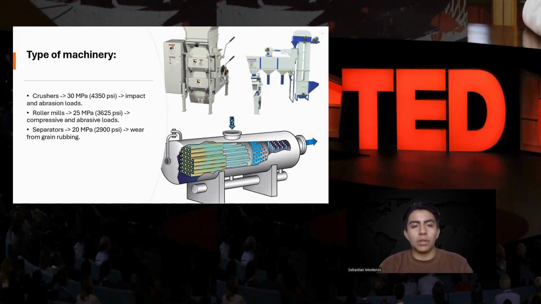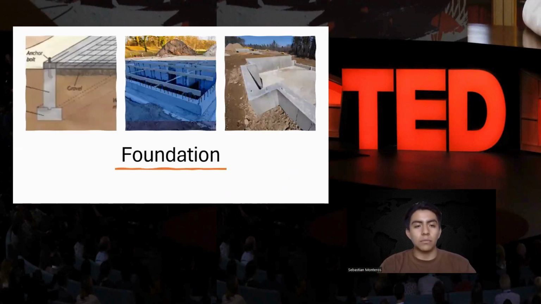For crushers, the standard says that the concrete must have a compressive strength of 4,350 pounds per square inch. For roller mills, the compressive strength has to be 3,625 pounds per square inch, and for separators, the compressive strength has to be 2,900 pounds per square inch.